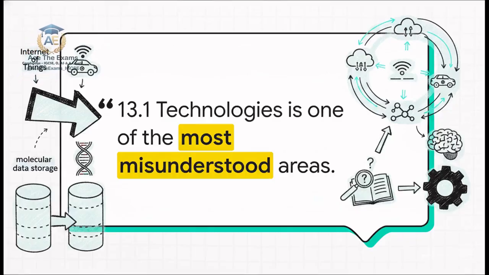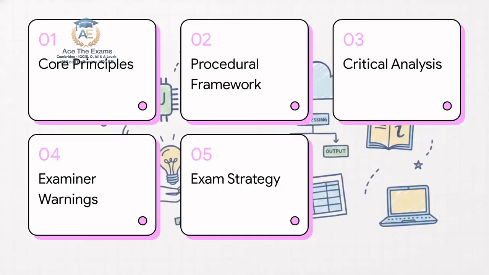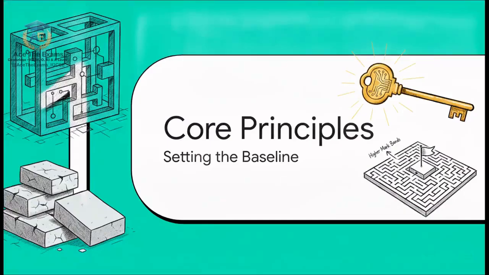We are going to completely dismantle that misunderstanding right now, today, and rebuild your knowledge base exactly the way the marking schemes desperately require you to think. Here is the exact docket for our legal brief today. 1. Core principles. 2. The procedural framework to approach complex questions. 3. Critical analysis skills. 4. Top examiner warnings. And 5. The golden rule. Let's move into Section 1, Core Principles, setting the baseline.